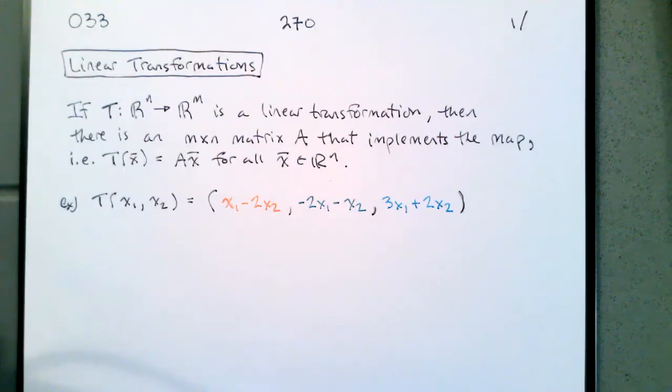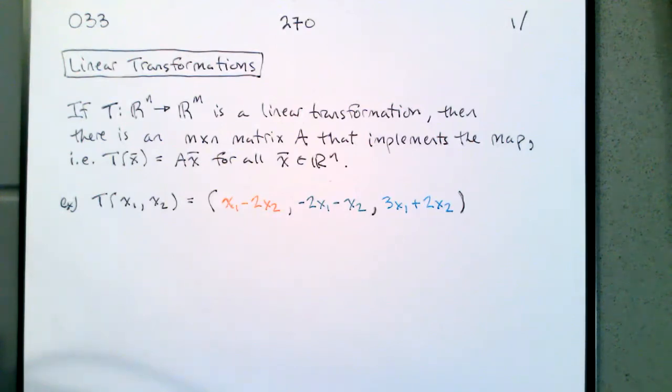Today we want to continue looking at linear transformations. Remember, a linear transformation is a map that goes from one vector space to another vector space. For now, we're going to use Rn and Rm as our domain and codomain. And all we're doing is mapping every vector in the domain to a vector in the codomain.